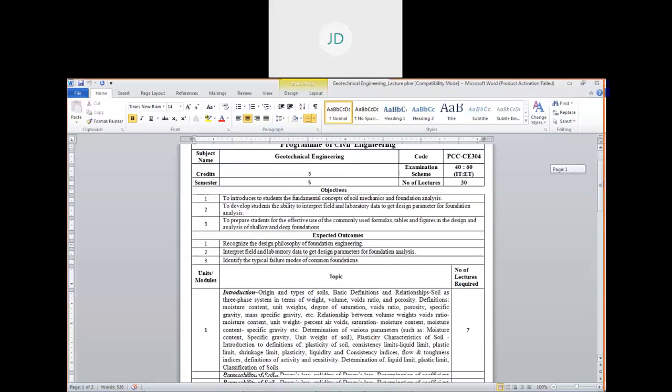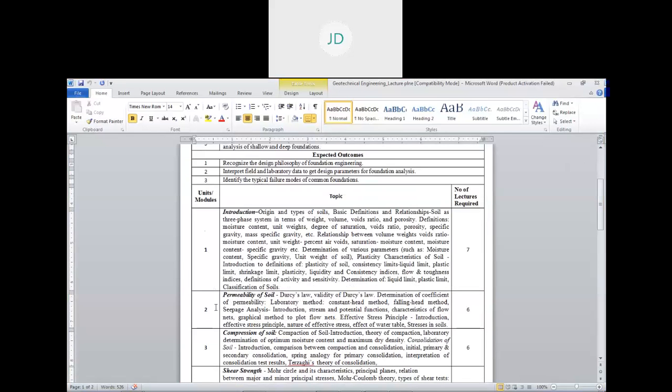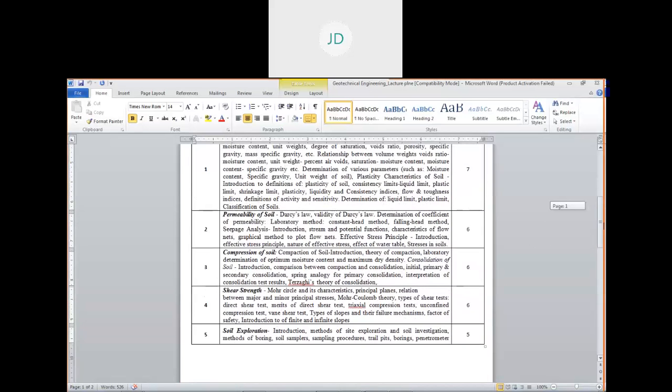I will take the first two parts, part one and part two, that is introduction of the particular soil, and the second module, that is permeability of soil. So these two modules will be taken by me, and ma'am will teach the next modules, that is compression of soil and shear strength of soil. So these three modules will be independently taught by Chinimoni ma'am.